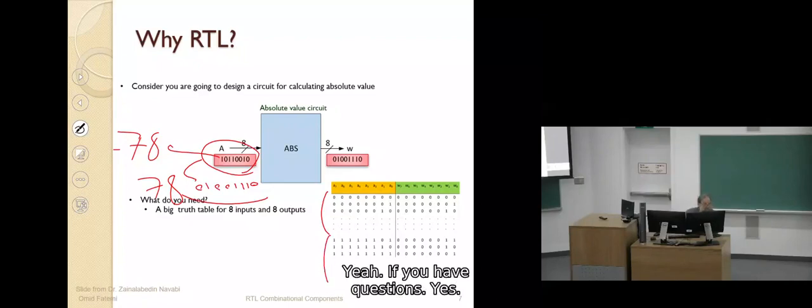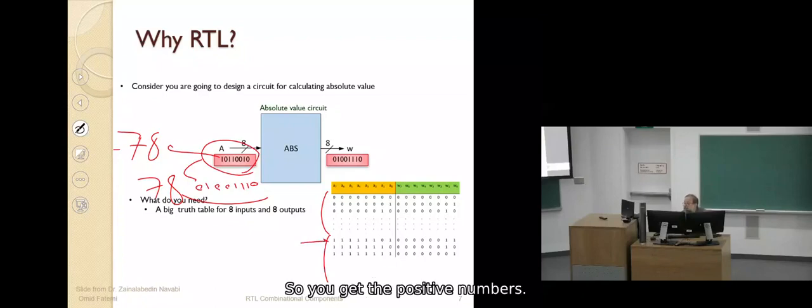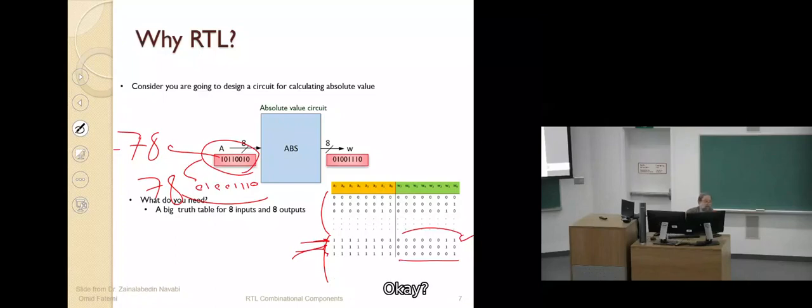Okay? If you have questions, ask me. Yes? So you have to think of everything. What is this number? So you get the positive number. This is minus 3, so the output is 0, 0, 0, 0, 0, 0, 0, 1. This is minus 2, so the output is 0, 0, 0, 0, 0, 0, 1, 0. This is minus 1, so the output is 1. Okay? So we have a truth table with how many rows? 8 inputs. How many rows?